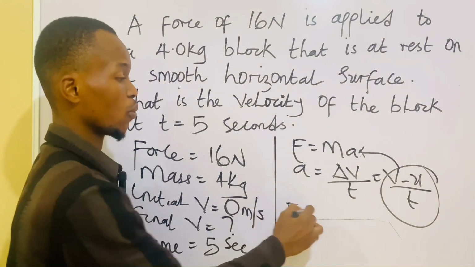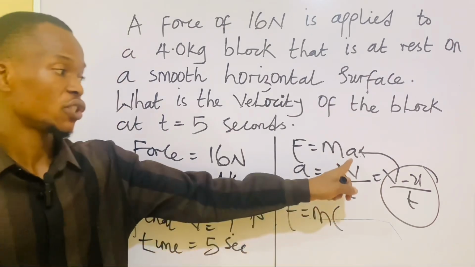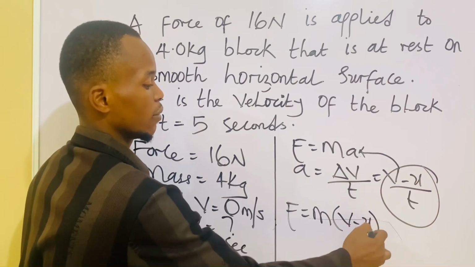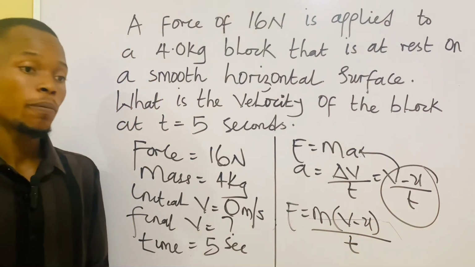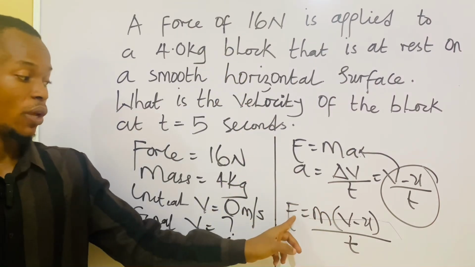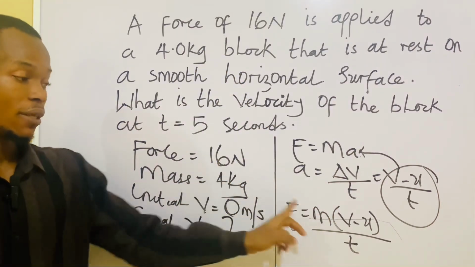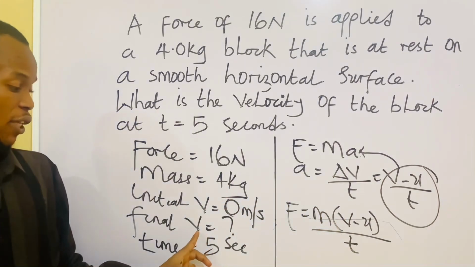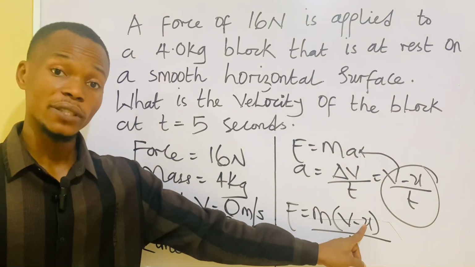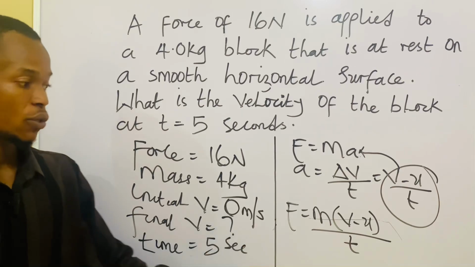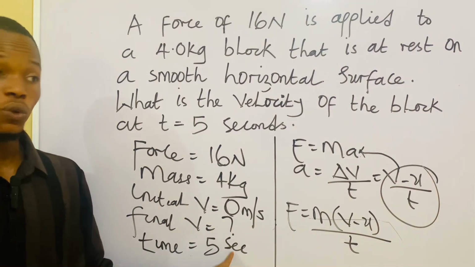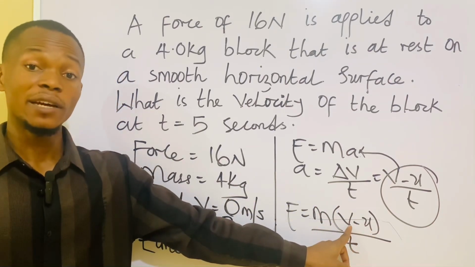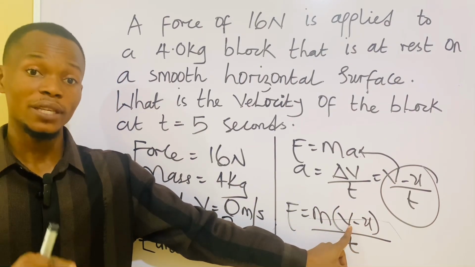So force is equal to mass. In place of acceleration, I'm going to introduce change in velocity divided by time. So change in velocity divided by what? Time. Now, this is the formula I'm using to evaluate this question, where my F is my force and is 16 Newton. My m is my mass and is 4 kilogram. My final velocity is not given. My initial velocity is 0 meter per second, while my time is 5 seconds. So I want you to fix the values into this formula, evaluate, and get the value for the final velocity, or the velocity when the time is 5 seconds.